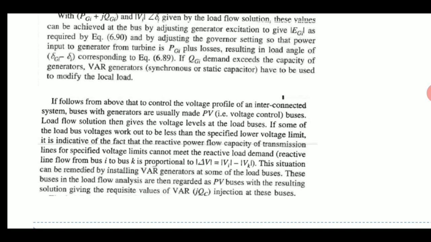If some of the load buses work out to be less than the specified lower voltage limit, it is indicative of the fact that the reactive flow capacity of the transmission line for the specified voltage limit cannot meet the reactive load demand. So if there is a voltage drop, that means the reactive power demand is not being met. In this situation, it can be remedied by installing a VAR generator at some load buses, as I said previously, or a capacitor. These buses in the load flow analysis are then regarded as PV buses, with the resulting solution giving the requisite value of VAR injection at these buses.